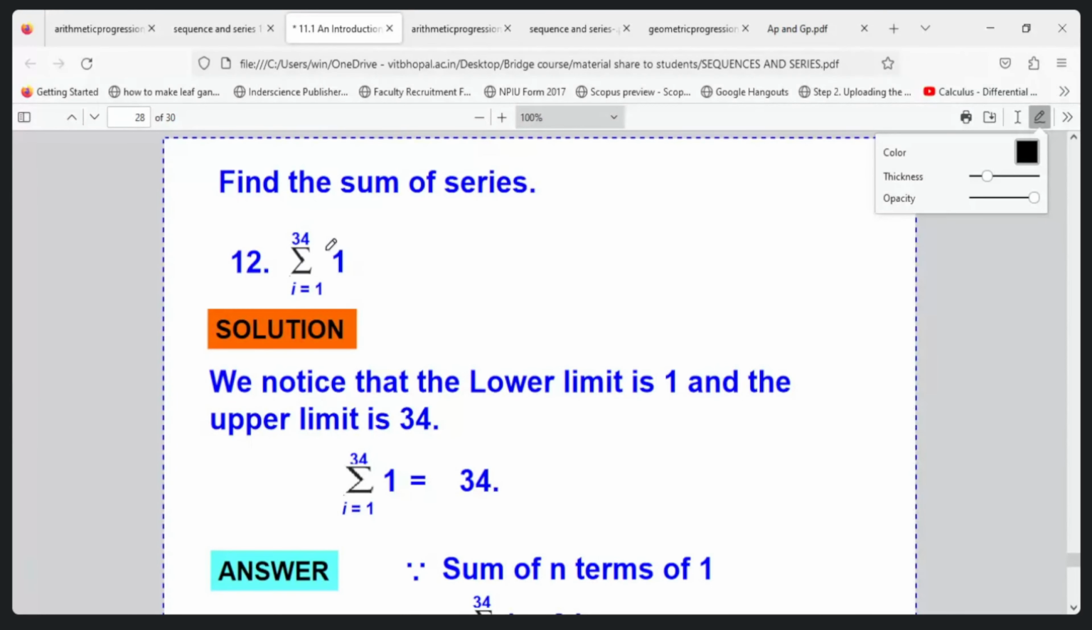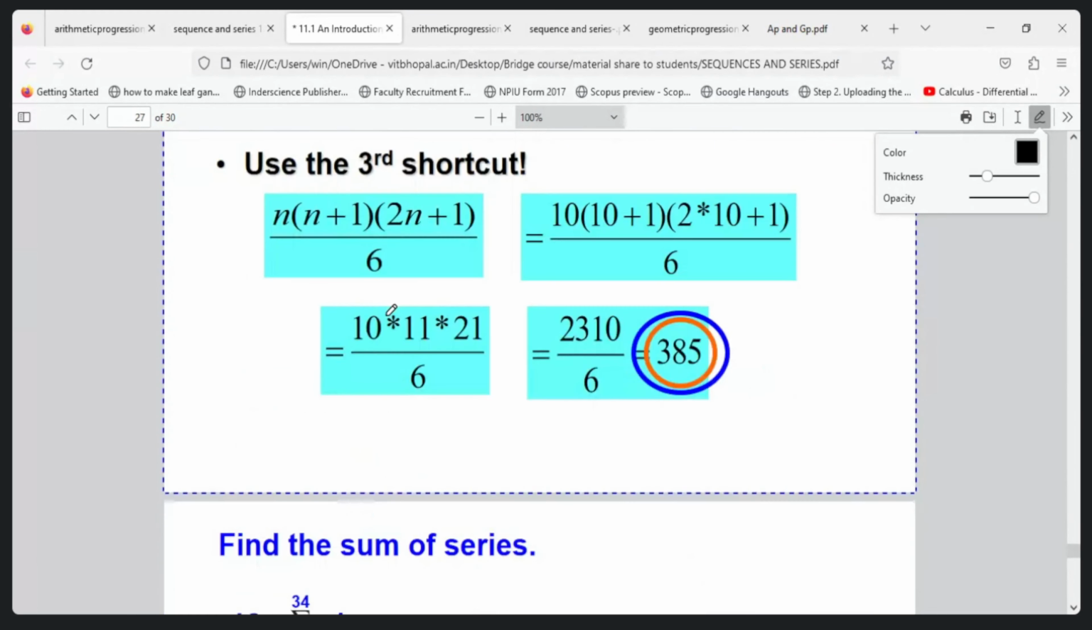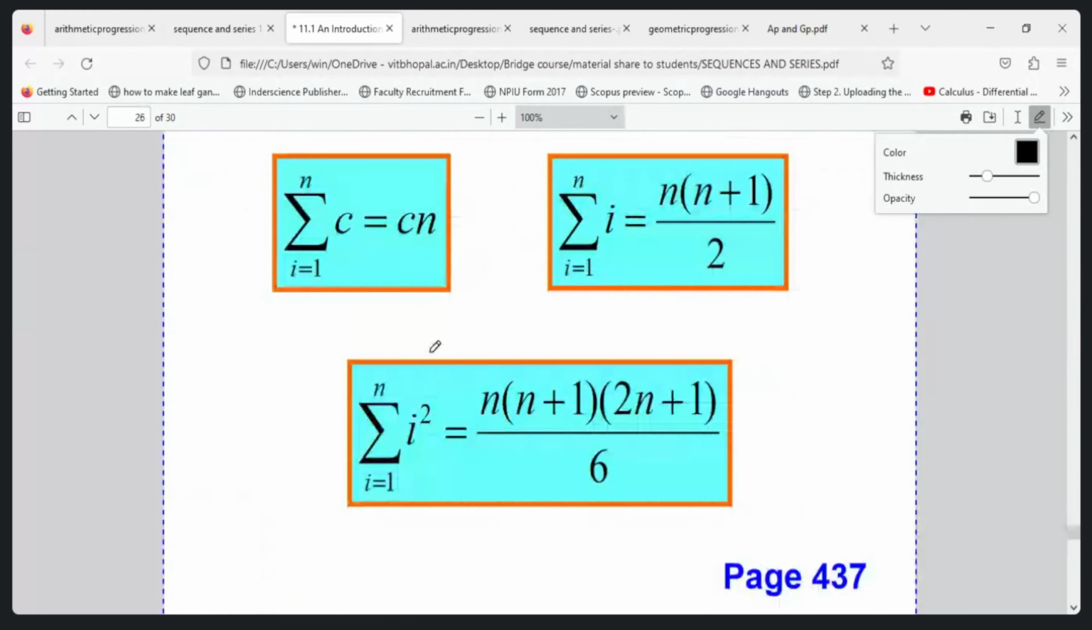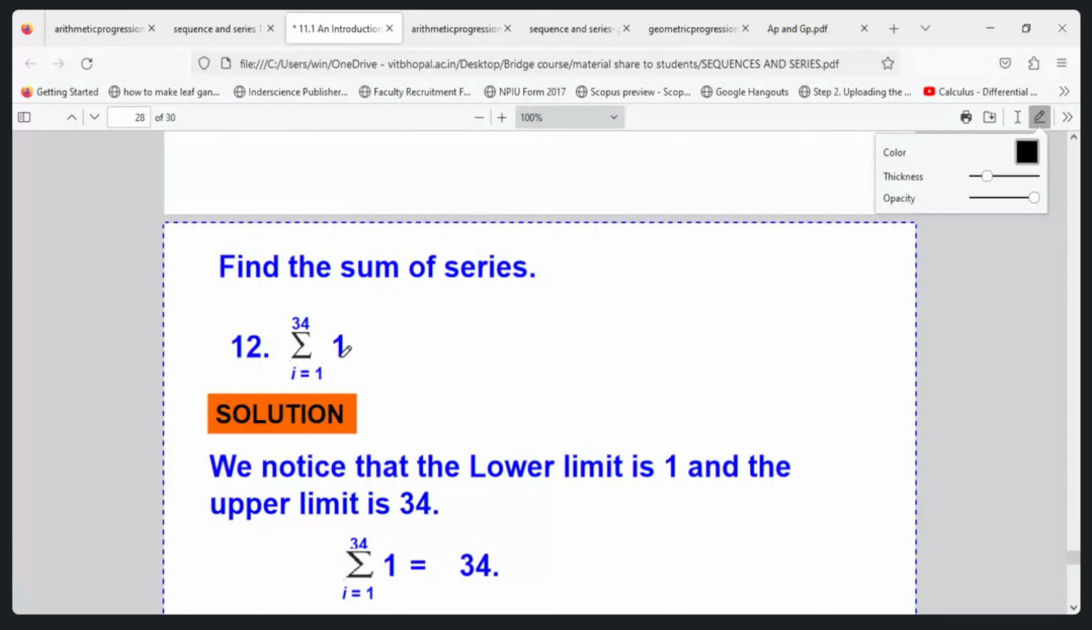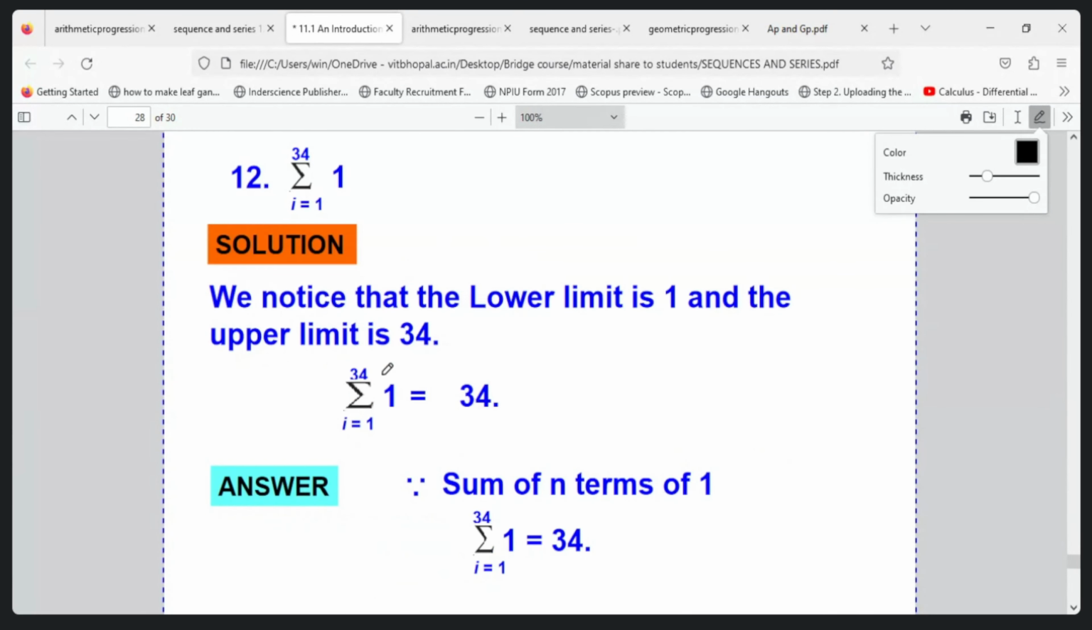Find the sum of the series i equal to 1 to 34 of 1. I already told you this thing, cn. C here is 1 and n is 34. So 1 into 34.